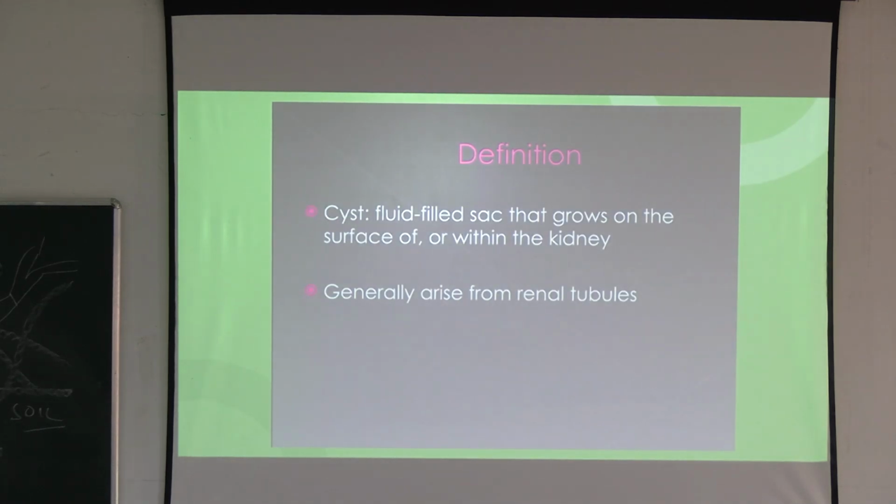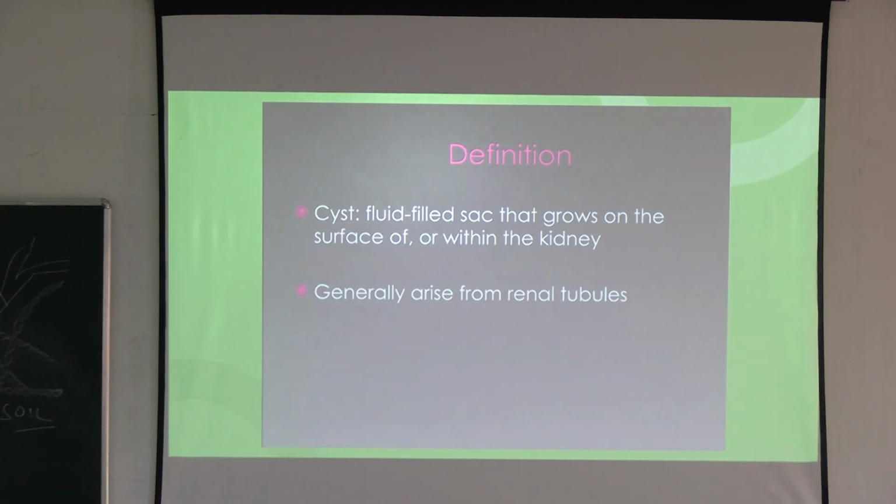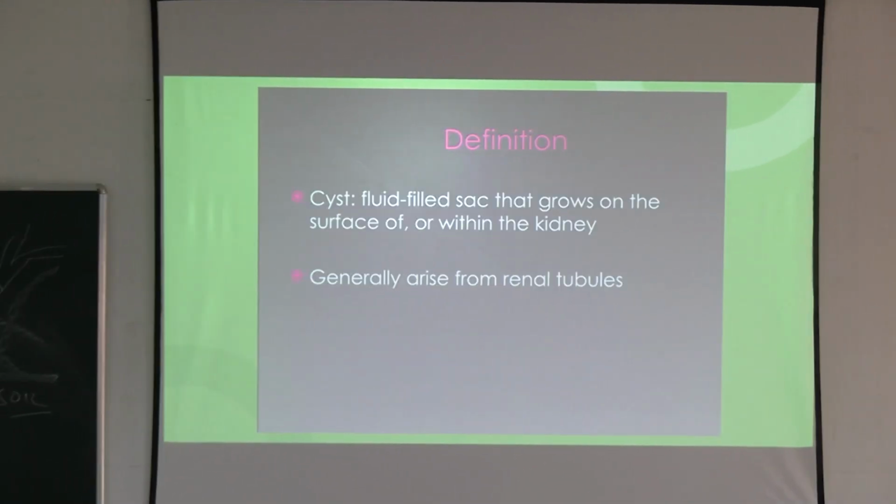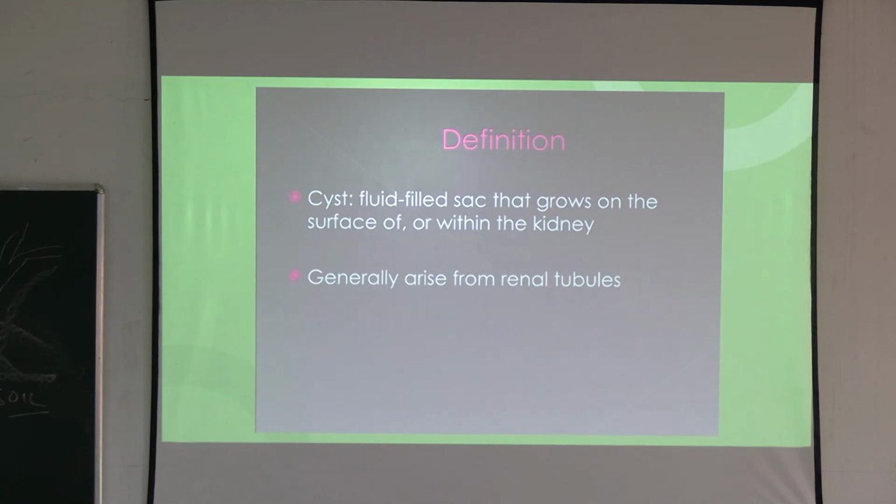Now, what is a cyst? A cyst is a saccular structure or a fluid filled sac that grows on the surface of or within the kidney, whether the position is cortex or medulla. So it is a fluid filled sac present either on the outer surface or in the inner part of the kidney. It generally arises from the renal tubules.